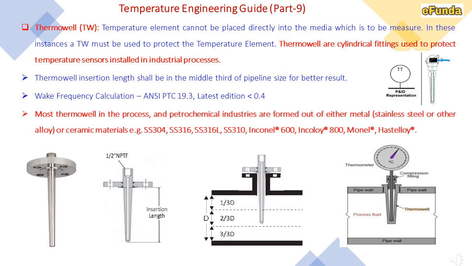Most Thermowells in process and petrochemical industries are made out of stainless steel, other alloys or ceramic metals. For example, SS304, SS316, SS316L, SS310, Inconel 600, Incoloy 800, Monel and Hastelloy. This is how these materials are used in industry based on their application and requirement.